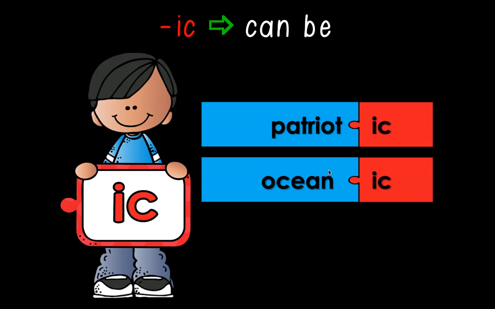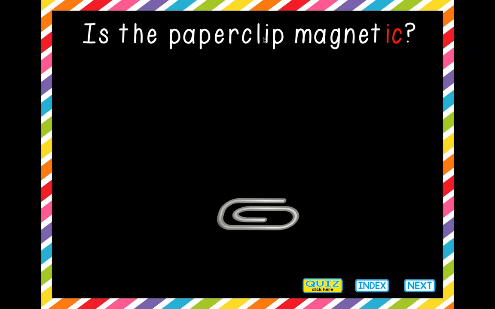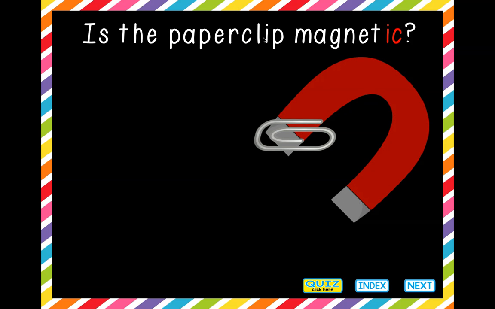Oceanic. If something is oceanic, it is from the ocean. It can be something that's part of the ocean. Magnetic. If something is magnetic, that means it's relating to magnets. This is relating to the ocean. This is relating to being a patriot. So can be interpreted as also relating to. It's relating to these things. This paper clip is magnetic. Or is this paper clip magnetic? Is the question. Yes, it is. Means relating to that magnet, and it can happen.